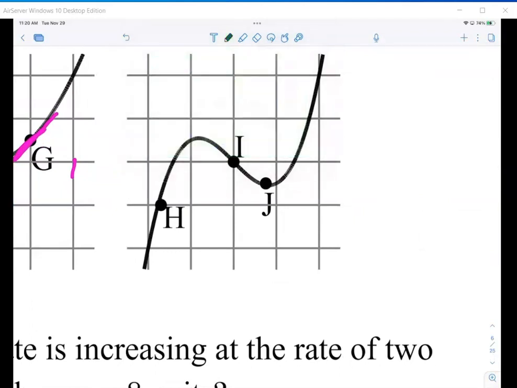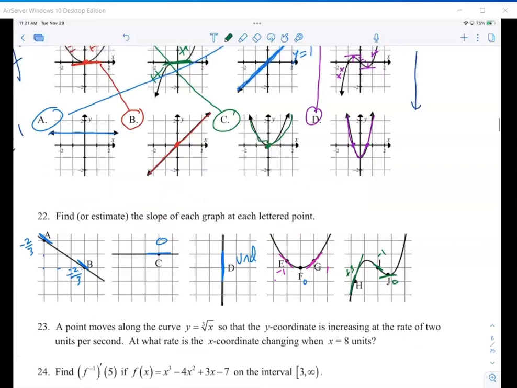Okay, let's estimate them here. That's pretty steep. This I would go with more, oh gosh, maybe like a positive 3. I'm just kind of guessing with that. That looks like it's pretty close to 0. That I'd probably go with like negative 1. So we're just estimating our slopes there.